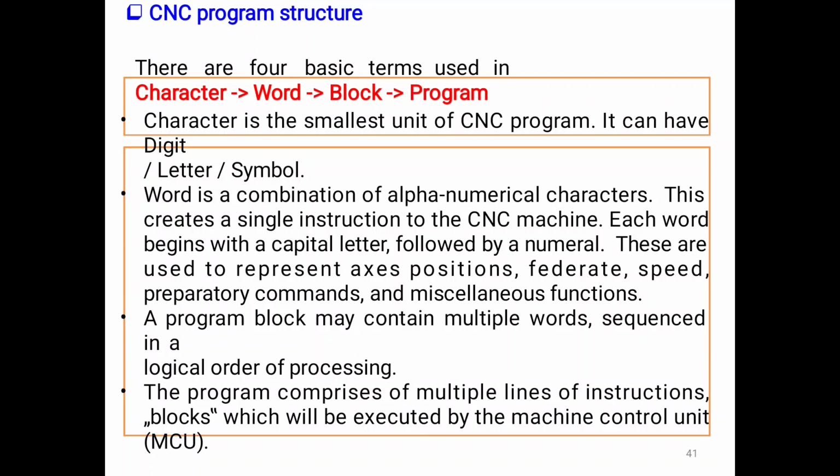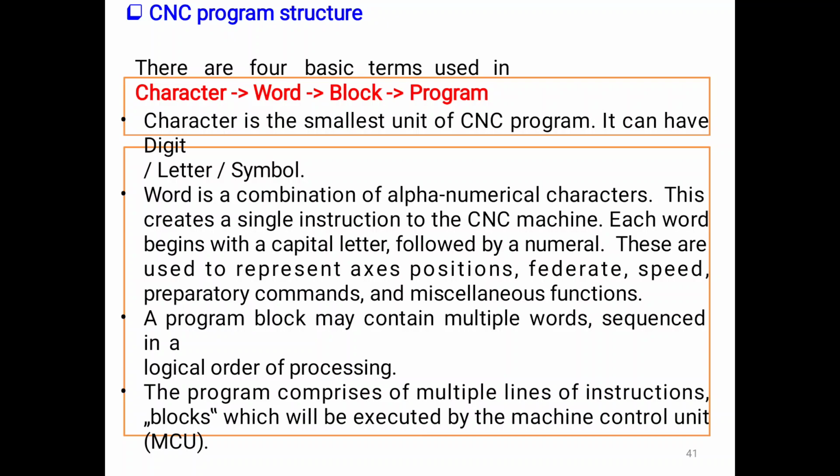The word is a combination of alphabetic and numerical characters. This creates a single instruction to the CNC machine. Each word begins with a capital letter followed by a numeral. These are used to represent axis position, feed rate, speed, preparatory commands, and miscellaneous functions.